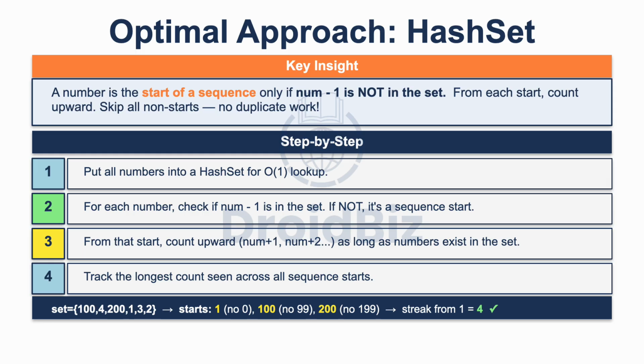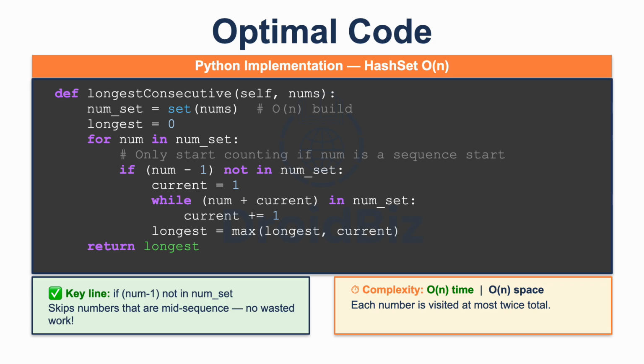Let us trace through our example. The set is {100, 4, 200, 1, 3, 2}. The sequence starts are 1 because 0 is not in the set, 100 because 99 is not there, and 200 because 199 is not there. The streak from 1 goes to 2, 3, then 4, a length of 4. That is our answer. Here is the optimal solution in Python.